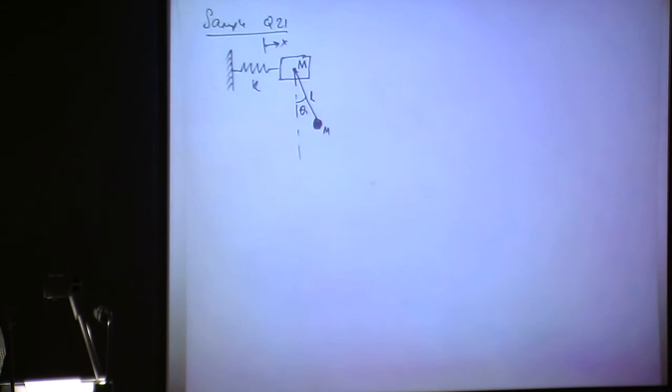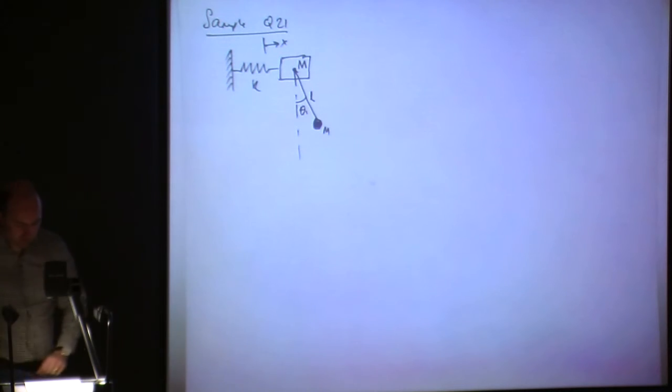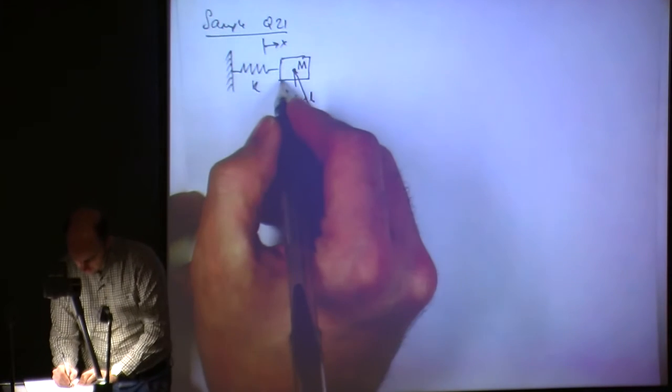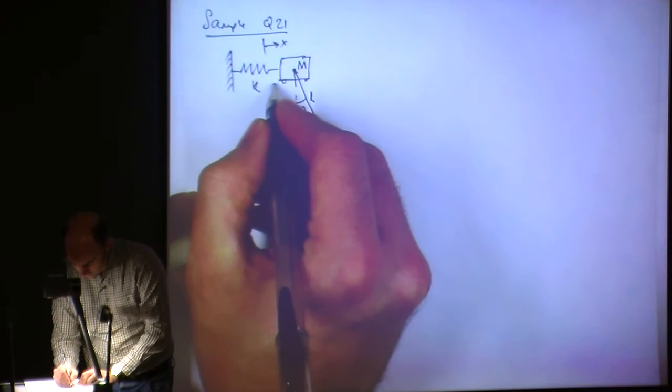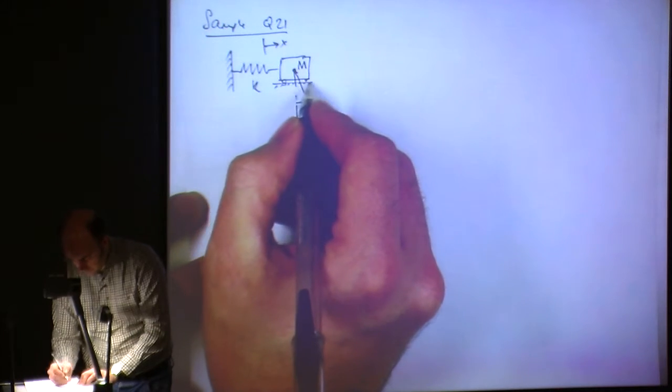That's the diagram attached to question 21. It says a trolley of mass capital M is attached to ground by a spring, K, as shown in figure 21. The trolley has a pendulum of length L and mass m attached to it. Assume that the wheels of the trolley and the cord of the pendulum are massless. So there are a couple of wheels here, and ground here.